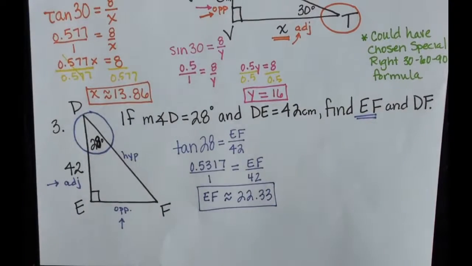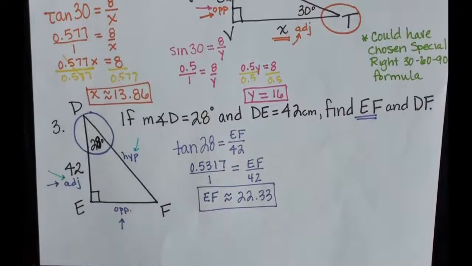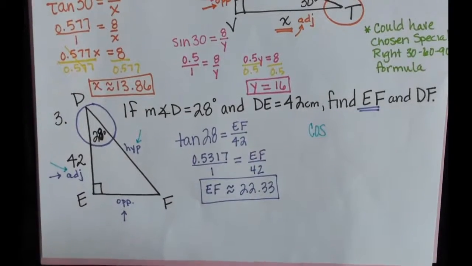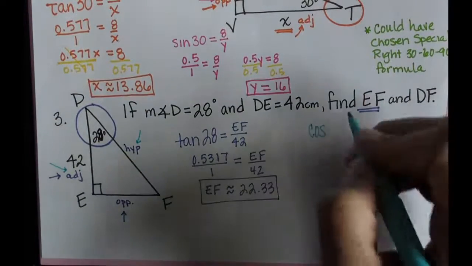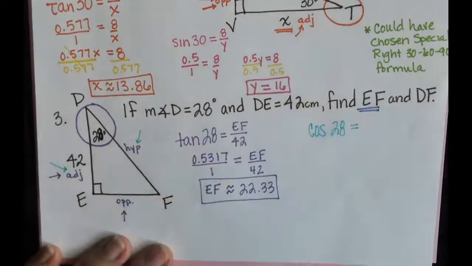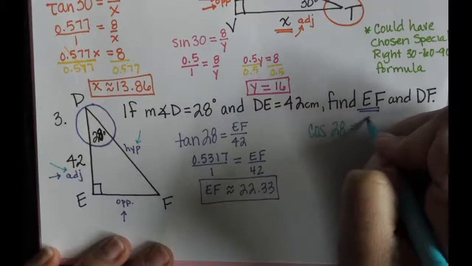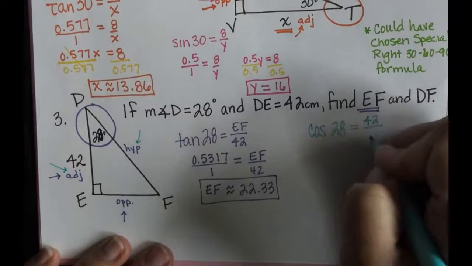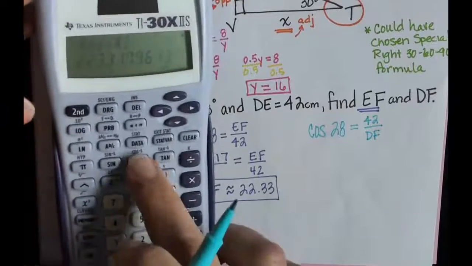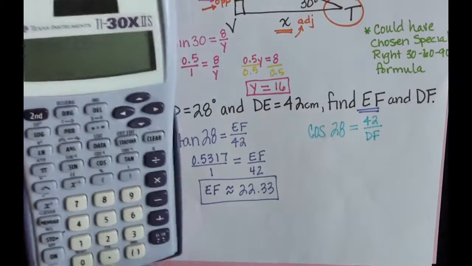If I want to solve for DF, DF is our hypotenuse. Our given value is adjacent. So adjacent and hypotenuse this time is cosine. Adjacent over hypotenuse is cosine. So cosine of our 28-degree angle will be adjacent 42 over hypotenuse DF. So cosine 28, enter.